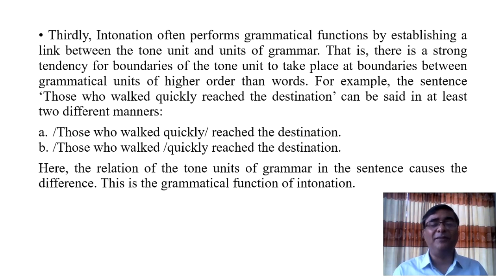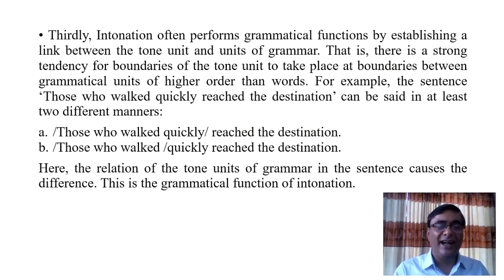The second one emphasizes quickly reaching the destination. And the first one emphasizes quick walking. Those who walked quickly reached the destination. So many people walked. What is the meaning of the sentence? Many people walked, and among those many people, those who walked quickly reached the destination.